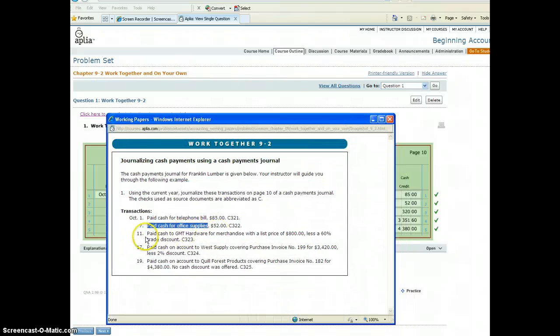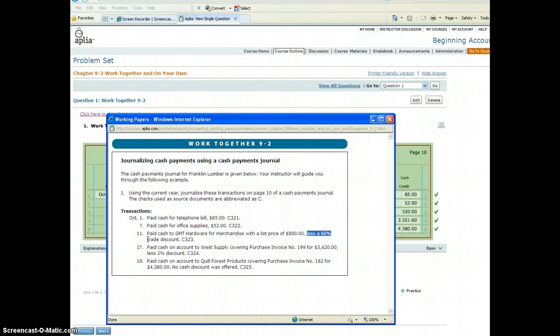Now our third transaction, we're paying cash to GMT Hardware for merchandise for a list price of $800 less a 60% trade discount. In this transaction, we have a trade discount going on. A trade discount is a reduction in the price that you are going to be paying. So if the whole original list price was $800 and we're getting a 60% discount, notice it says less 60%.